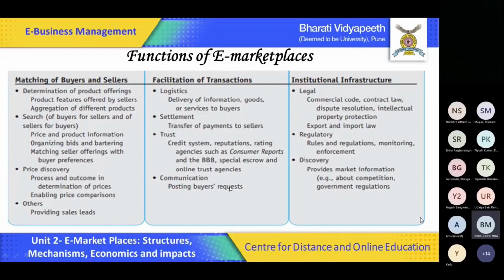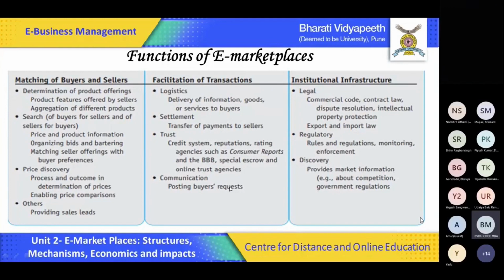Here they will match the sellers' offers with buyer preferences. Price discovery will happen, so the buyers will discover what the price is. Sometimes sellers will also have a bid process, so the prices will be determined through this process.